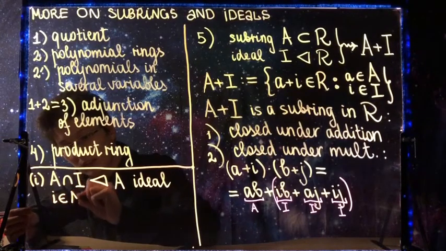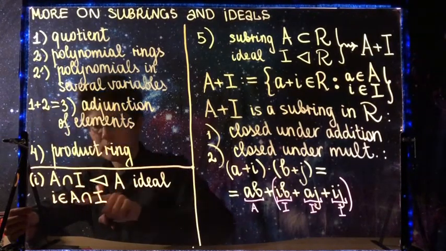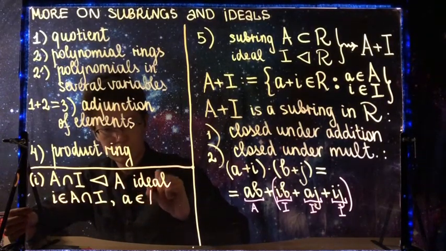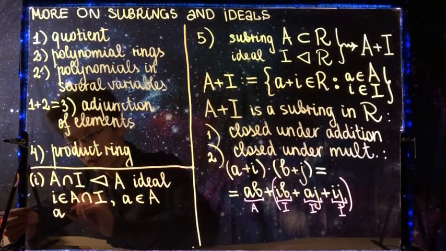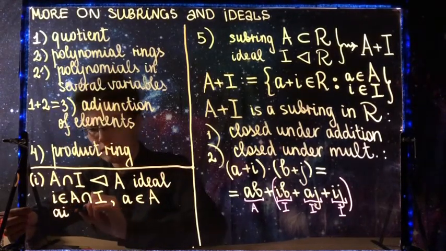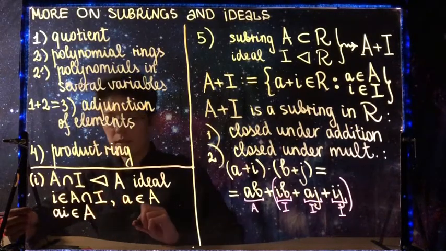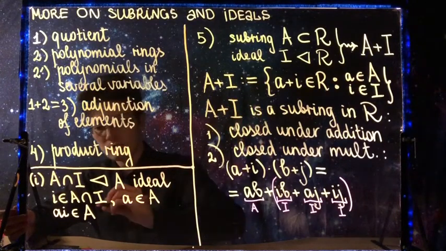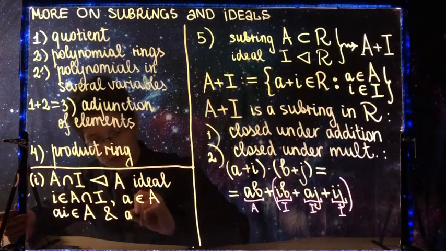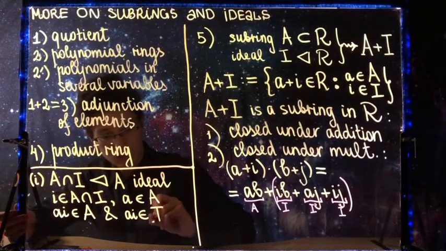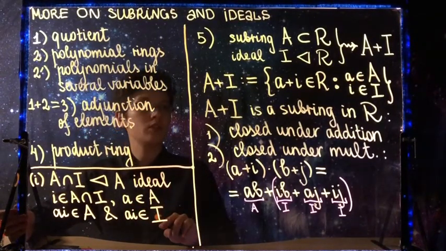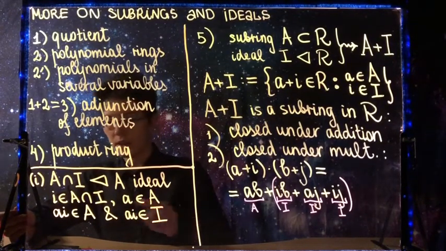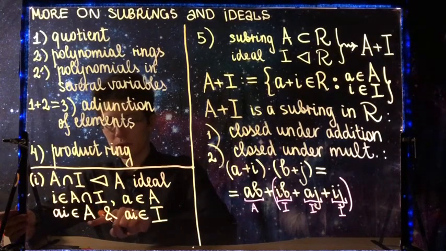Take i inside A intersected with I, and take a in A, then ai lives in A because A is closed under multiplication, and ai lives in I because I has the absorption property. And this is exactly saying that ai lives in the intersection of A with I.